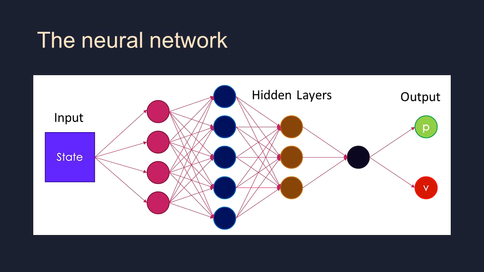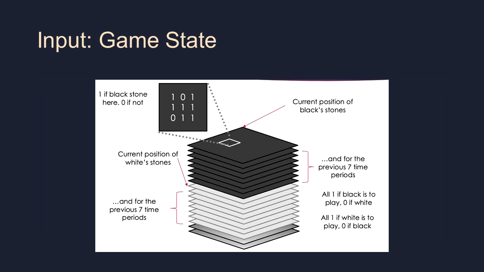Here is the neural network. As you can see, there are the input, the hidden layers of the neural network, and the output. The input is the game state. For example, here, it's black to play. On the very top layer, the ones mark the black stones' positions, and if there are no black stones, there are zeros. Below the top layer, there are the previous moves of the black and white stones. The bottom two are also marked with either black is going to play or white is going to play. So the input is the game state.